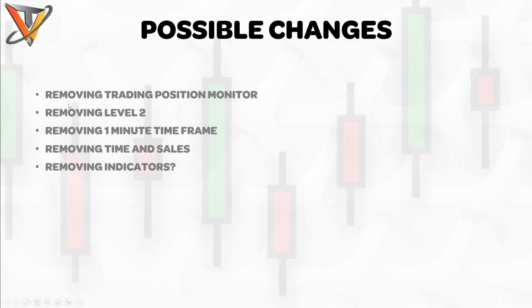So it's kind of like I could remove the level 2, I could remove the time and sales as well, and just trade based on candle formation. But I feel like the most important one would probably be removing the trading monitor, where I actually see exactly where I'm filled at, just to trade based on candle formations and everything, but also still have the level 2 to know where I'm in at.